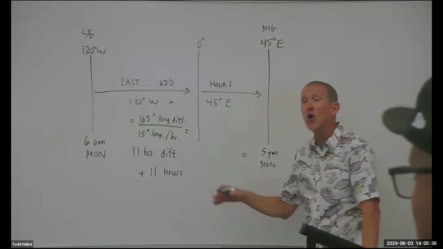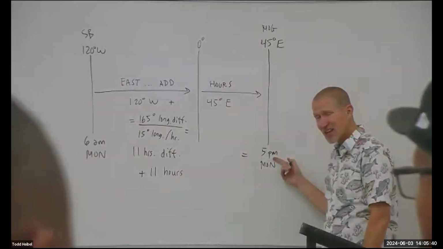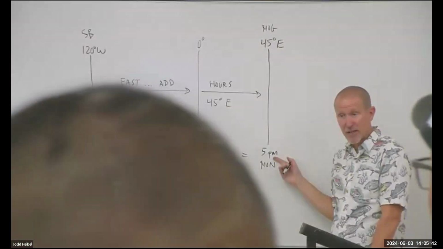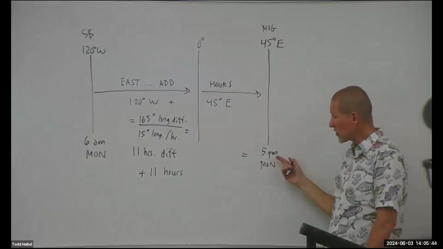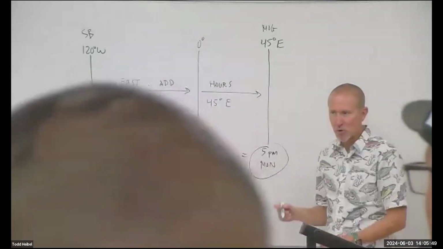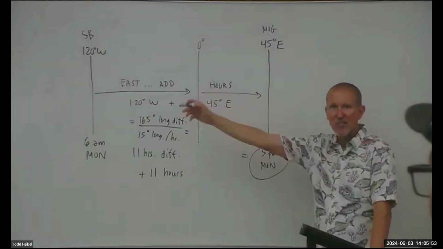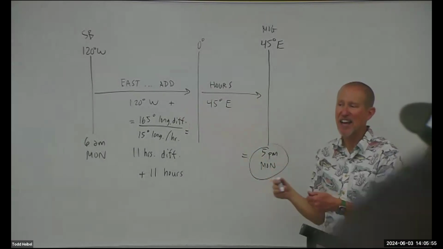still the same day. It's tempting to say, oh, we got to be Tuesday because they're so far away. But as long as we don't pass through midnight, we're the same day. We're just a lot later. So our answer, 5 p.m. Monday in Mogadishu. So again, east means we add hours. West means we're going to subtract hours.